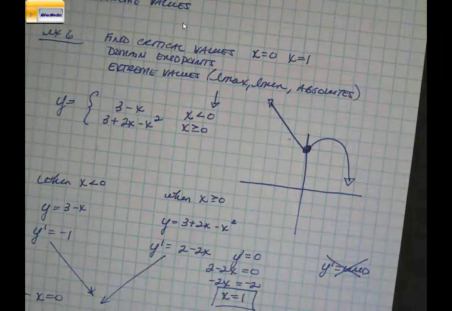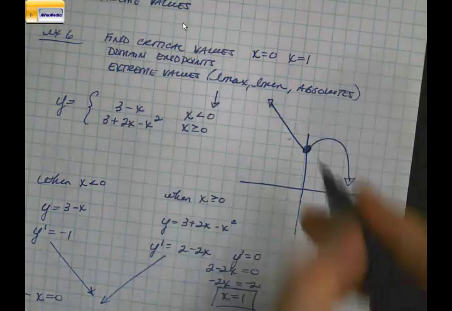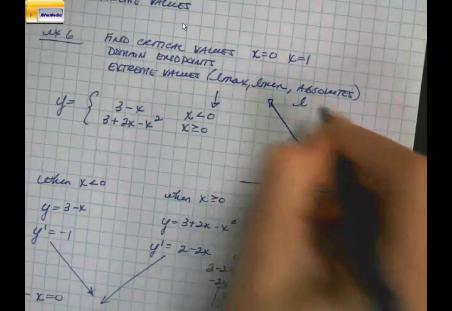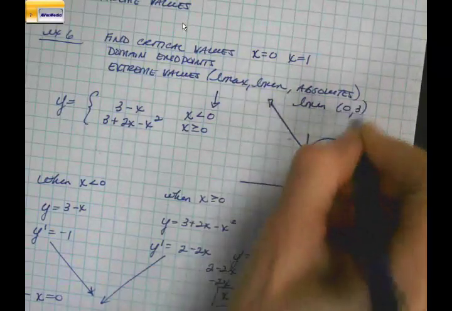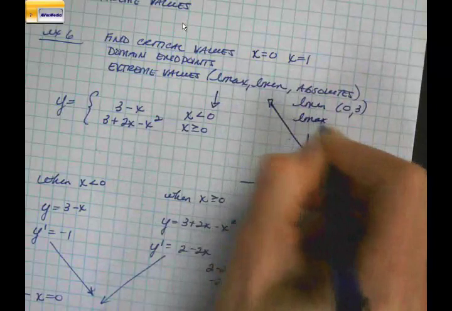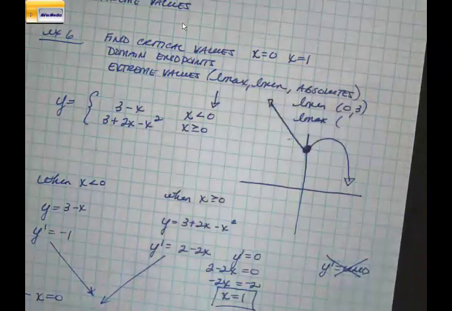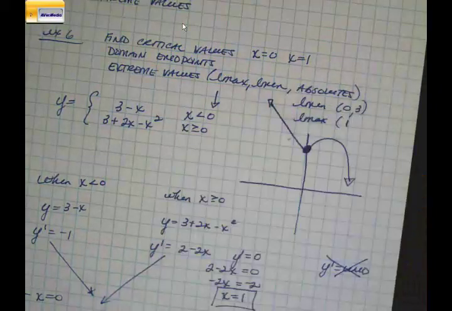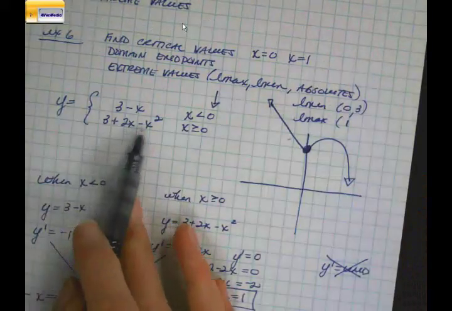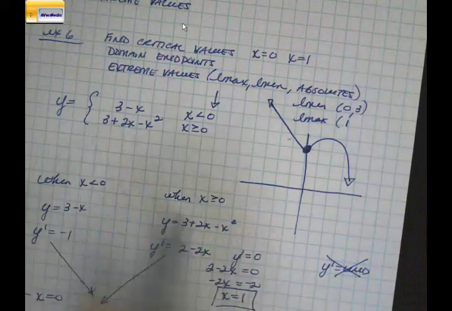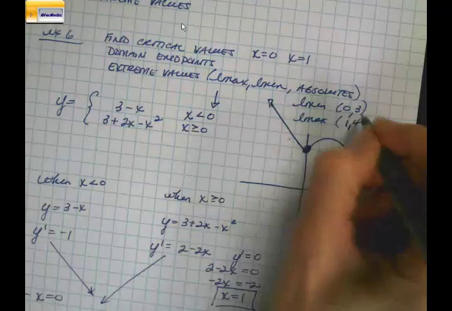But these do turn out to be the local maxes and local mins. So you end up having a local min at the point (0, 3), and a local max at the point 1. And what's the local max? 1 what? It'd be 3 plus 2 minus 1, which is 5 minus 1, which is 4.